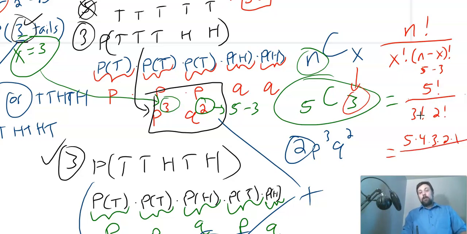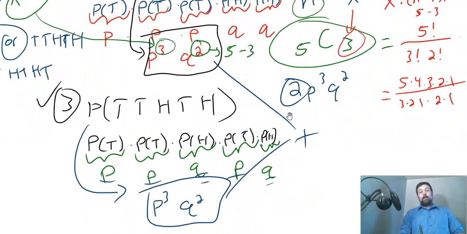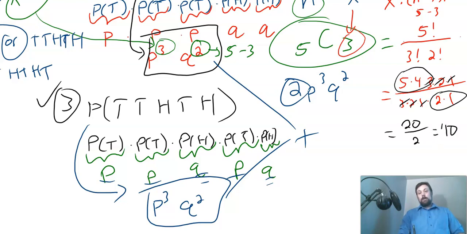And so on the bottom, we're going to have 3 factorial, which is 3 times 2 times 1, times 2 factorial, which is just 2 times 1. And you'll notice that things can cancel out. So instead of having to type all this into your calculator, you can cancel some things out. The 3's cancel out here, the 2's cancel out, the 1's cancel out. Of course, the 1 doesn't really do anything. So what do I have left on top? I have 5 times 4, which is 20, over 2 times 1, which is 2. 20 divided by 2 gives me 10.